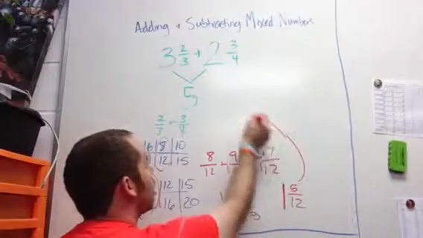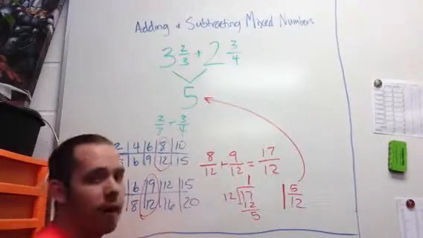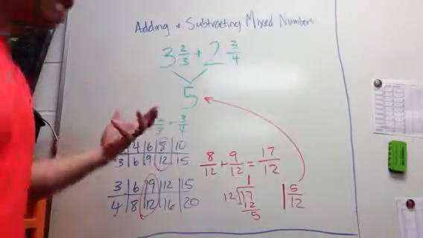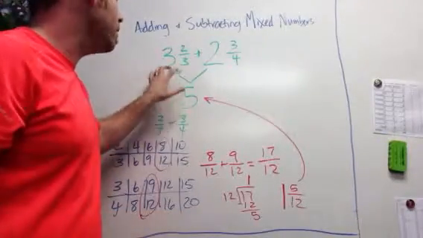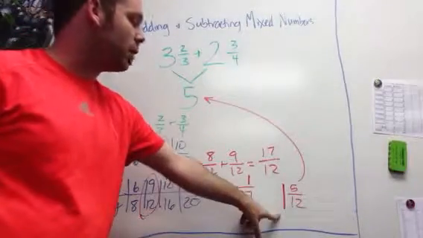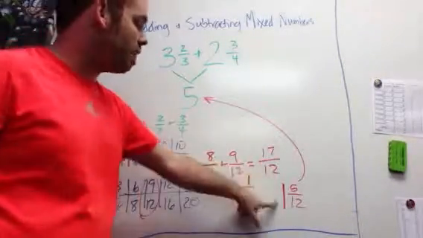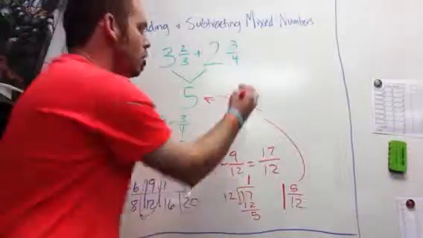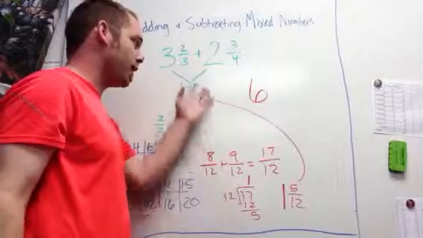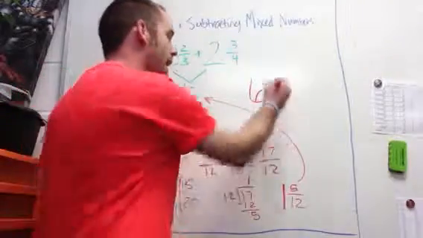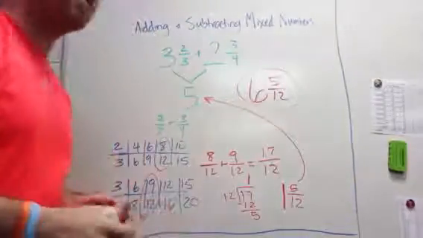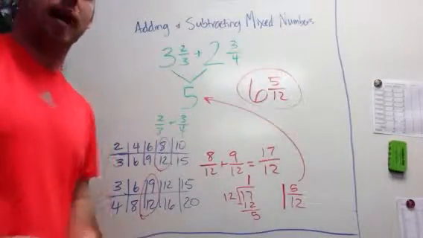Well, now I need to go back and put it with my 5, because 1 and 5/12 is not my answer. I already had the 5 from adding my two whole numbers, and then when I add those two fractions, it gets me 1 and 5/12. So 5 and 1, my two whole numbers, will now make 6. And then there is no fraction over here, so all I have is 6 and 5/12. And that is my answer when I add mixed numbers.